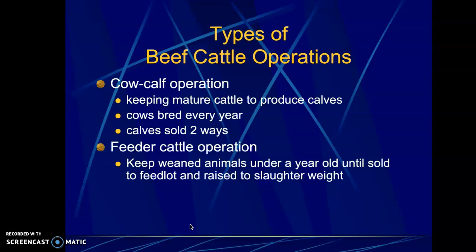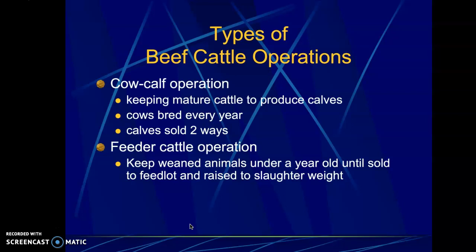So there's a cow-calf operation. These are farmers that keep mature females and they breed for babies. They breed every year, and the calves are sold 2 different ways, which we'll talk about after. But they are used more so for breeding and making babies.